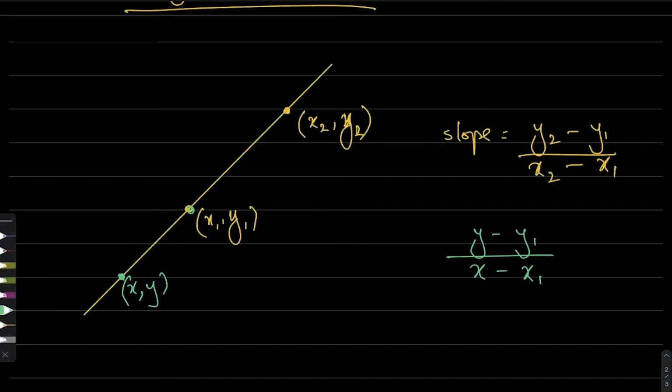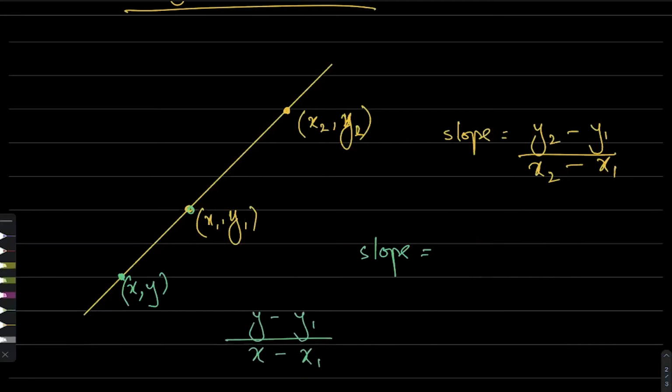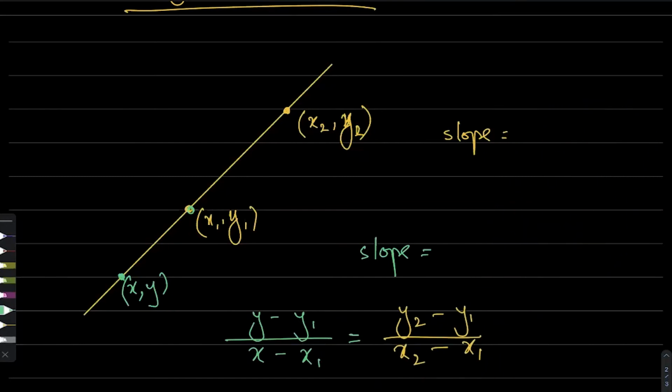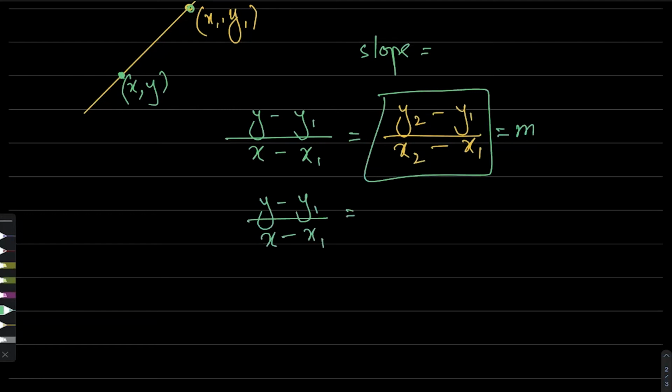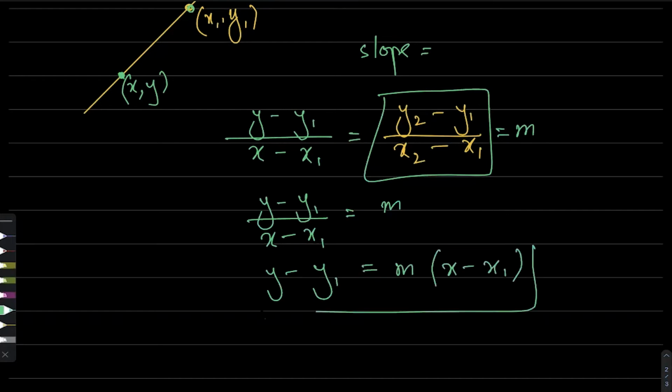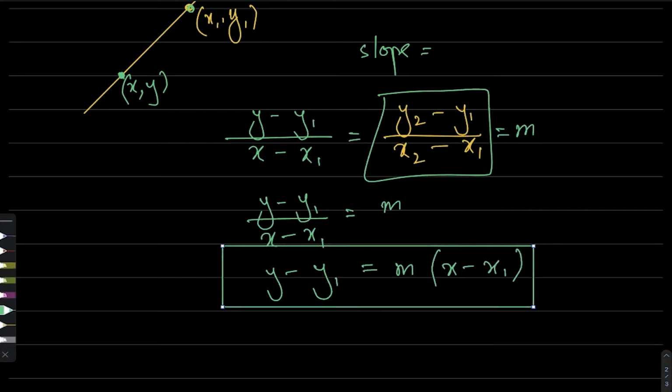What would that mean? That means that because this is the slope of this same line and that is also the slope of this same line, I can put this one equal to this one. And that means that because this thing is m, I'll call this my gradient, then y minus y1 over x minus x1 is m. So y minus y1 is equal to m times x minus x1. And if you know this, you know the equation of any line.